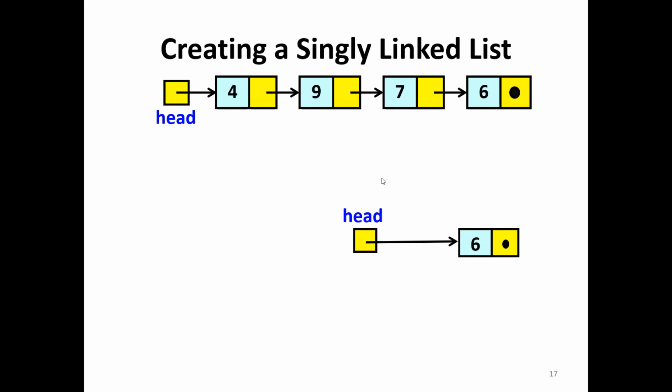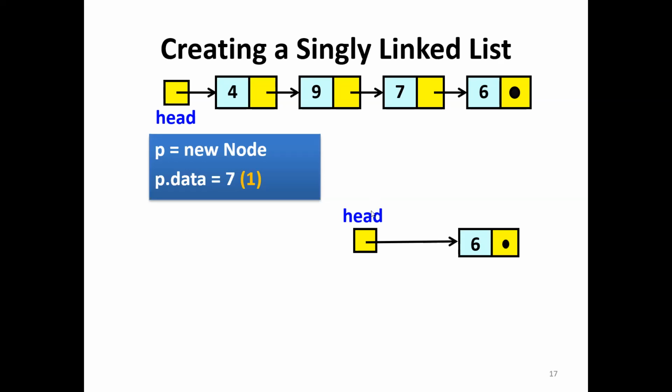In order to create this node, remember, we always use P to create a new node. And once we finish creating a new node, we add the data for that new node. So the data here is 7, and the data can be added to the new node. Now, what is the next thing we need to do? Once we have the data, we need to look for the link. The link should be pointing to this node here.